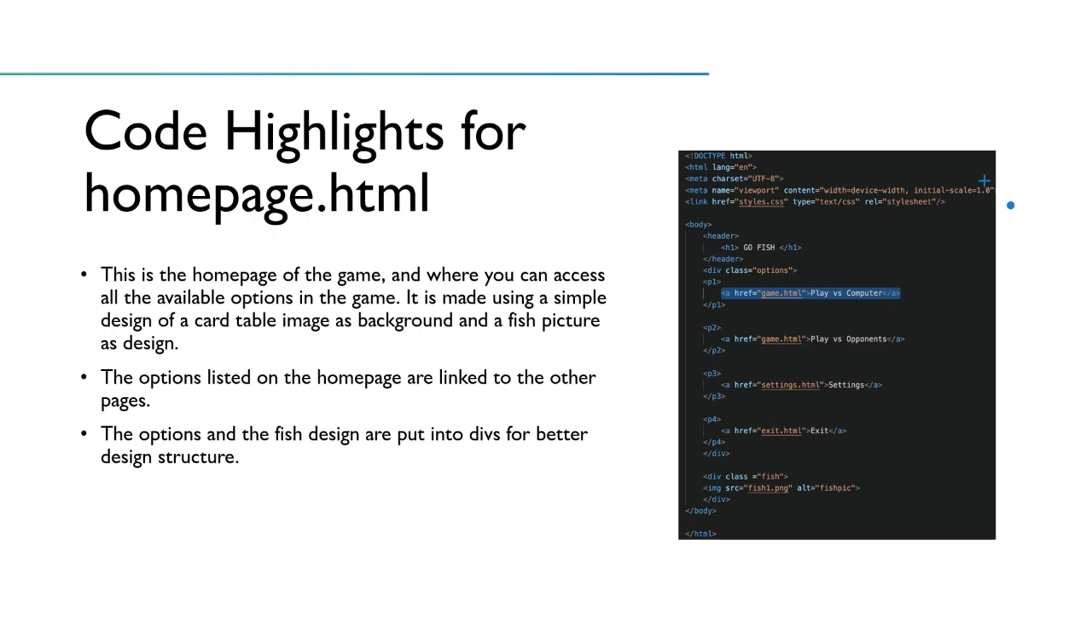The options listed in the homepage of the game are linked to the other pages for the whole project, like player versus computer, player versus opponent, settings, and exit. And then for structure, the options and the fish picture are put into divs for better design.